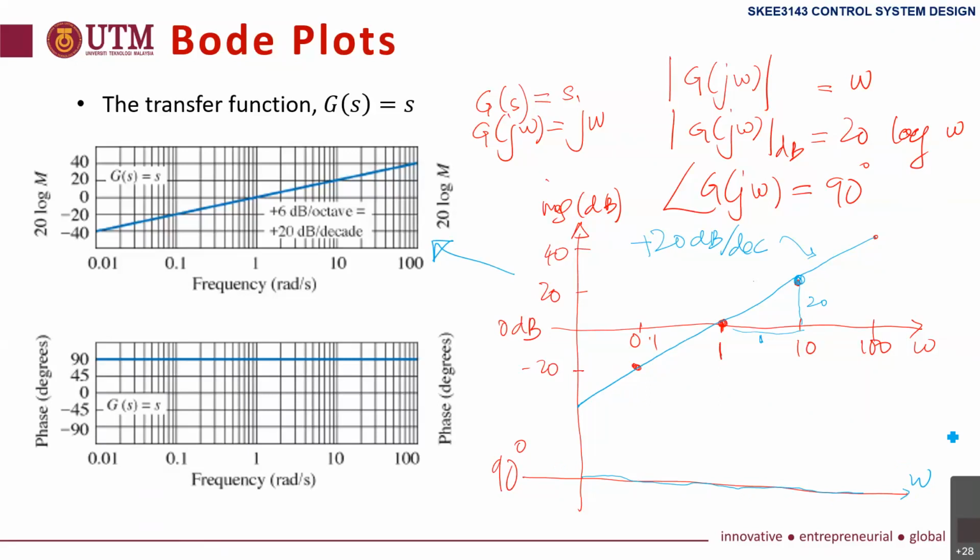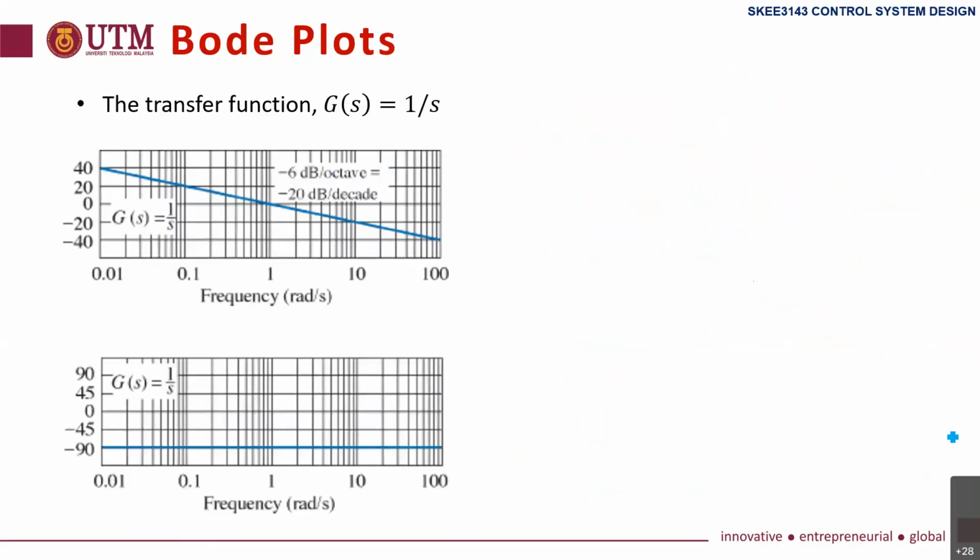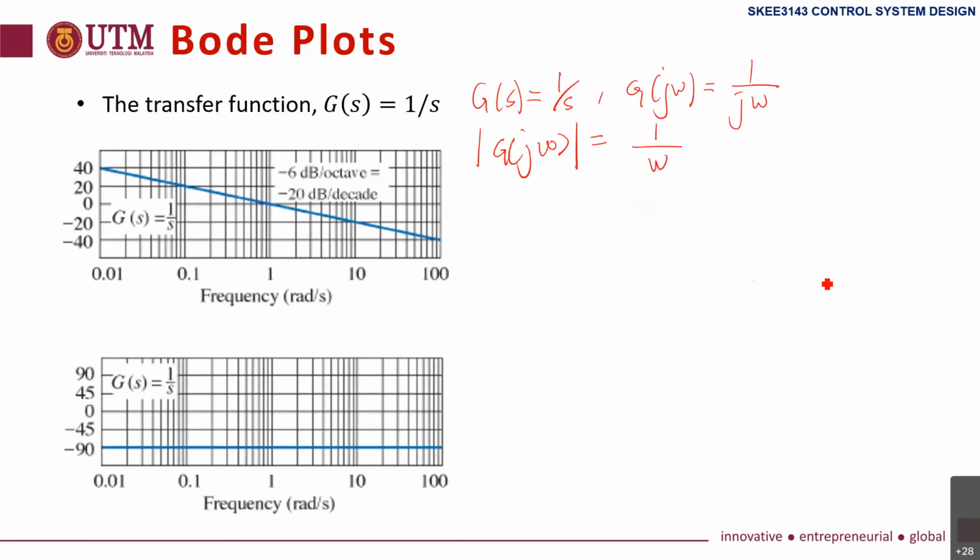Let's see next. Gs equal to 1 over S. It's actually the same, but now we have 1 over S, not just S. So if we have Gs equal to 1 over S, then it is 1 over j omega. If I take the magnitude, it will be 1 over omega. Okay, the magnitude of j omega is omega, so 1 over omega.